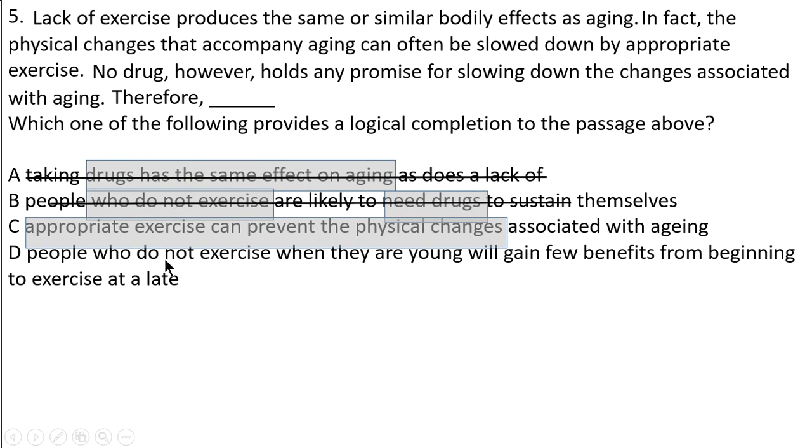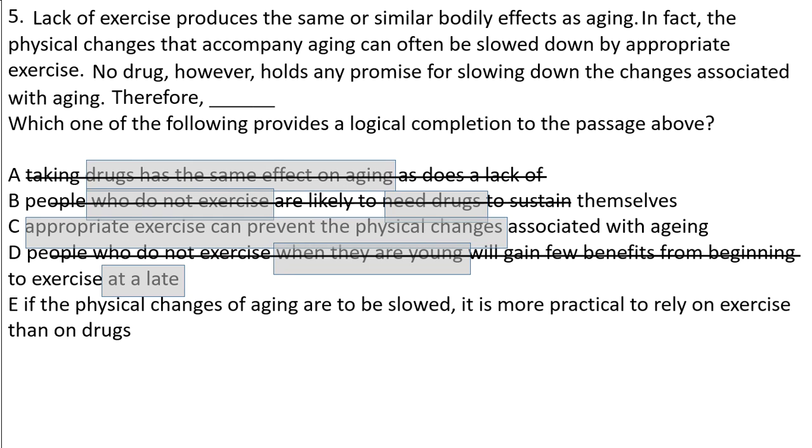Option D, people who do not exercise when they are young will gain few benefits from beginning to exercise at a later age. It says when they are young and when they are old, so the benefits will be more in the beginning. This is completely irrelevant. We never talked about when they were young or when they were old or at a later age. So option D is eliminated.